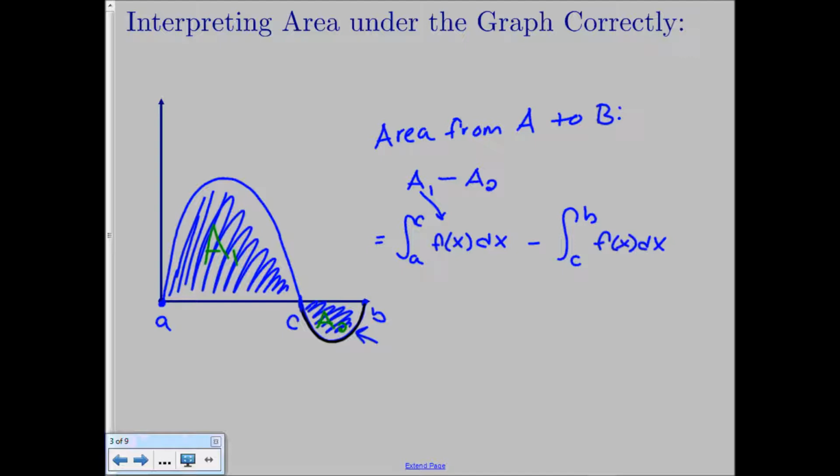And just for clarification, this is not going to equal the integral from A to B of f of x dx. If we were to do the problem both ways, just the straight integral from A to B and then splitting it up and doing the subtraction of the two integrals, we'd actually see that we get two different numbers. So that's how you would correctly interpret area under the graph. So you want to find the area of each individual piece and then add them all together so you get a positive number at the end.